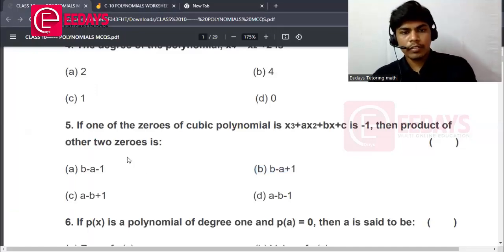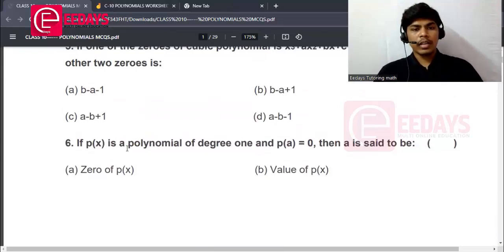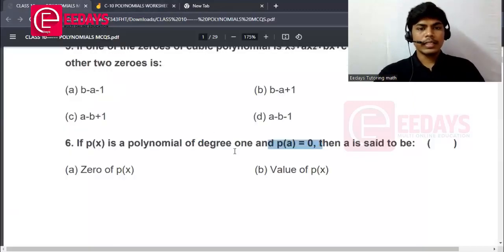We are done with the fifth question. Now the sixth one: if p of x is a polynomial of degree 1 and p of a is equal to 0, then a should be said to be what? The polynomial degree is 1 and p of a is equal to 0, what do we call that? For zeros of a polynomial, let us take one equation.